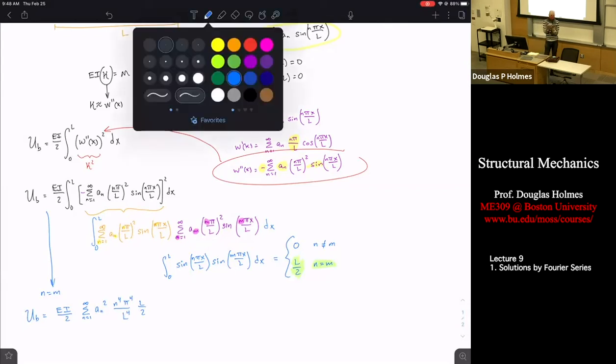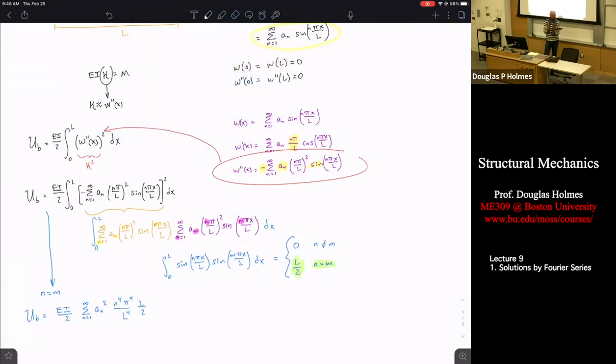We can simplify our life a little bit by pulling some of these terms that don't involve n out of the summation. So we can cancel one of these L's. We can write this as pi to the fourth over 4 times EI over L cubed, times the sum of n equals 1 to infinity of a n squared. Oops, we lost something too. Wait. Times n to the fourth.